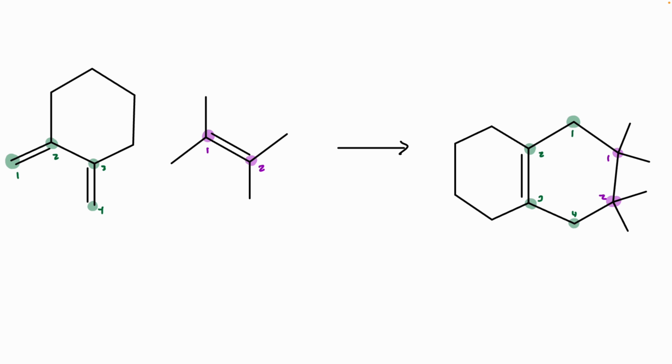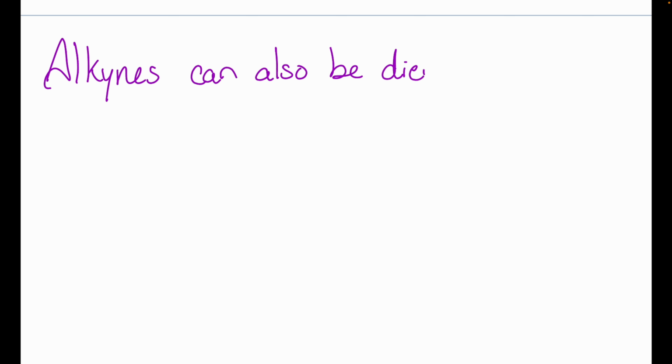Cool. All right, we're going to do this next time as well and complicate things. There's 2 more quick things that we're going to go over before we finish off for today. The one we're just going to simply label as alkynes can also be dienophiles.